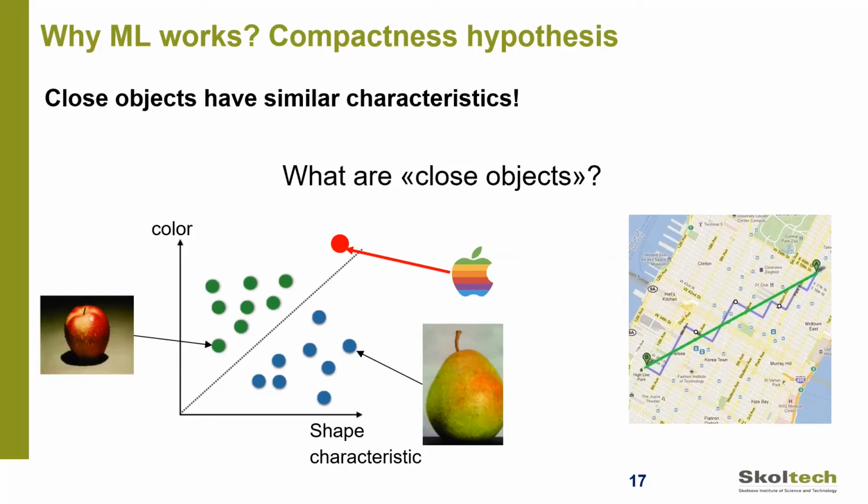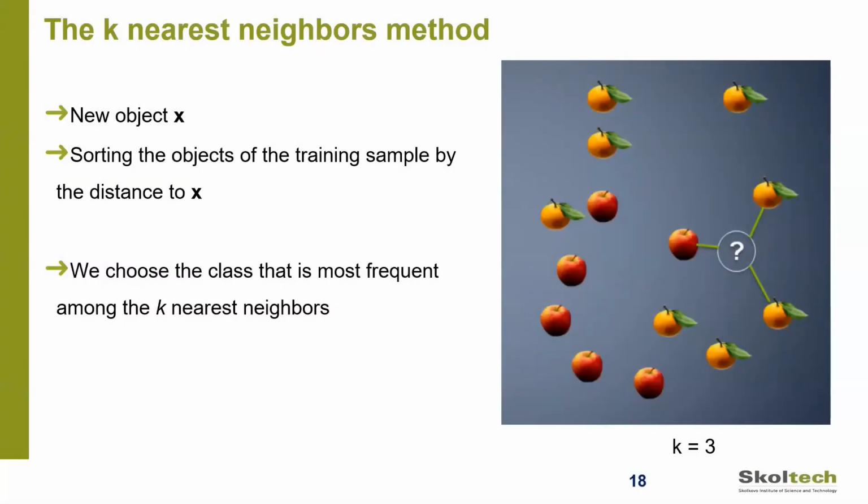In order to realize this method in practice, we need to define the metric space, we need to define how we estimate distance given these features characterizing objects. And when we do this, we can of course construct a classification model. So the idea can be very simple.